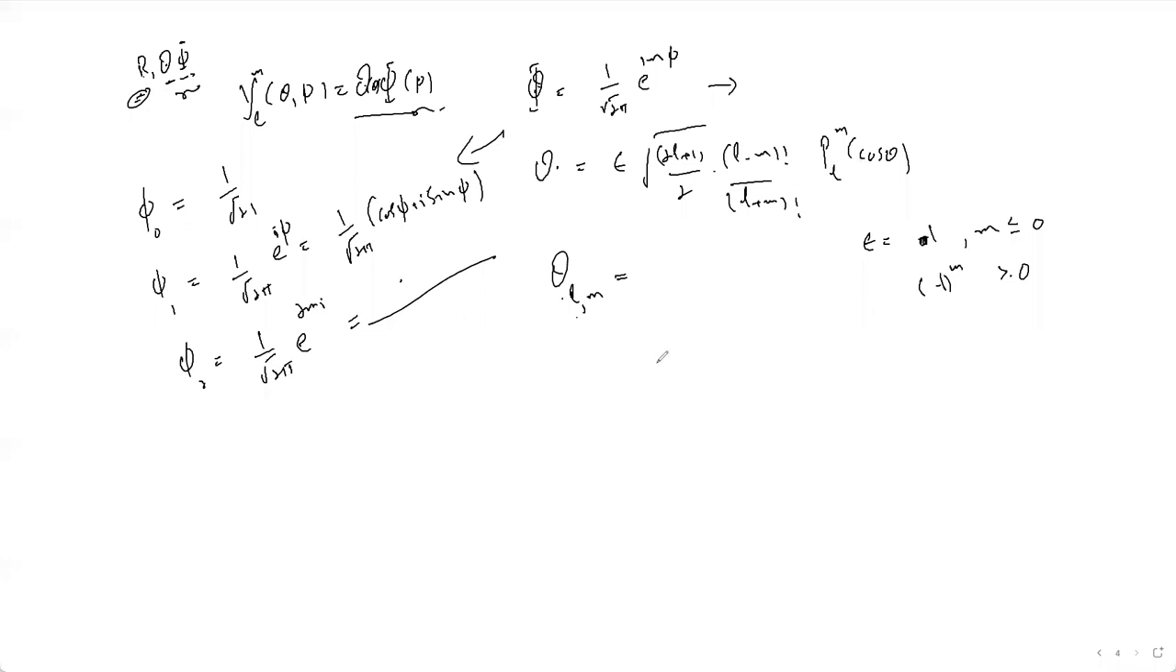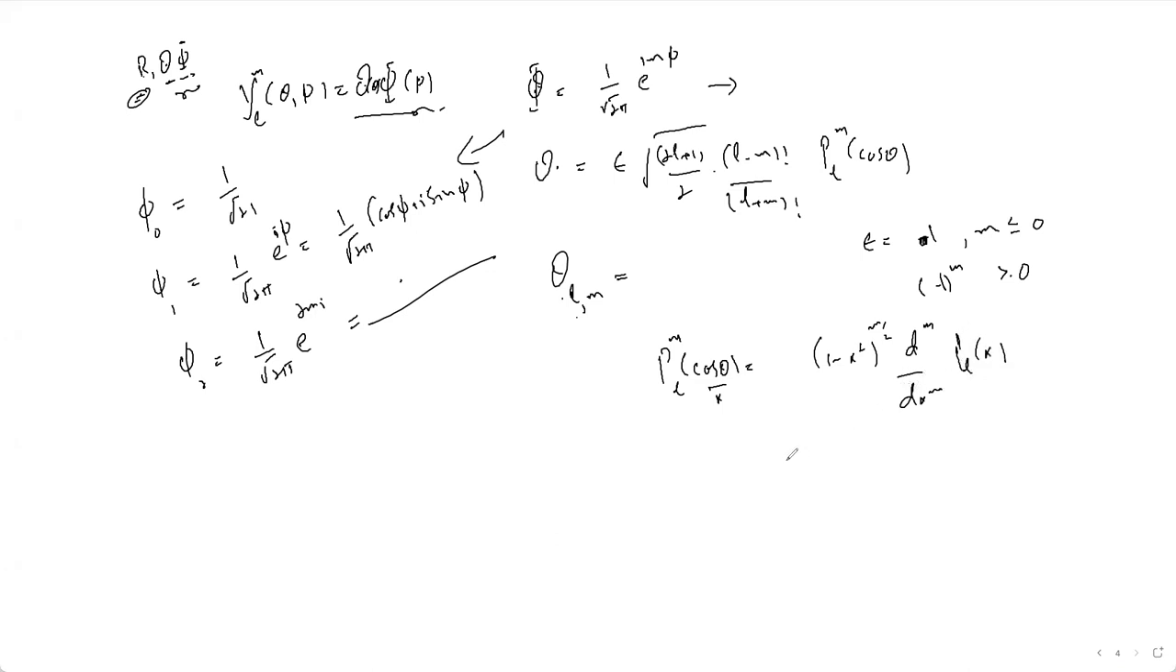Similarly, this P_L^m of cos theta, the associated Legendre function, is defined as we already defined it when we were doing the associated Legendre function. Instead of cos theta, you can also write x. So it is (1 minus x squared) raised to m by 2, then d^m by dx^m, and it all depends upon P_L of x.